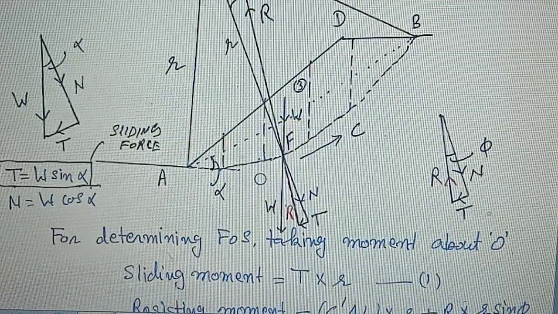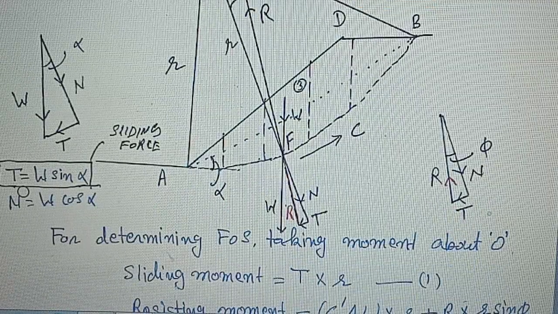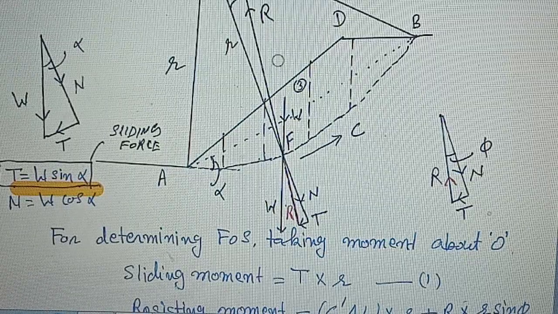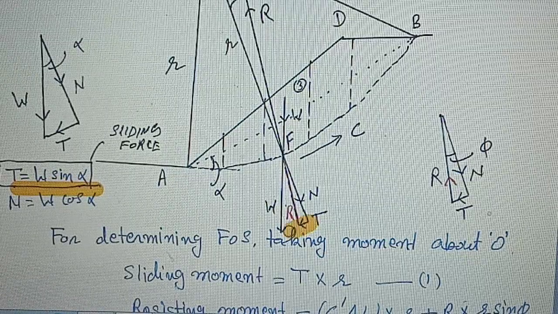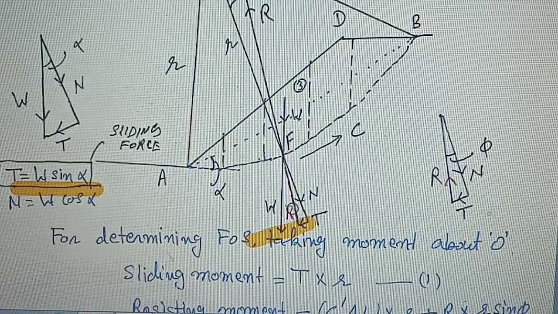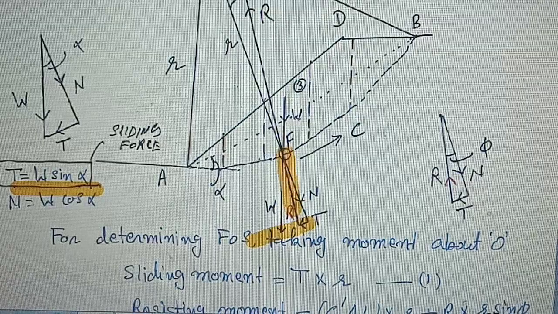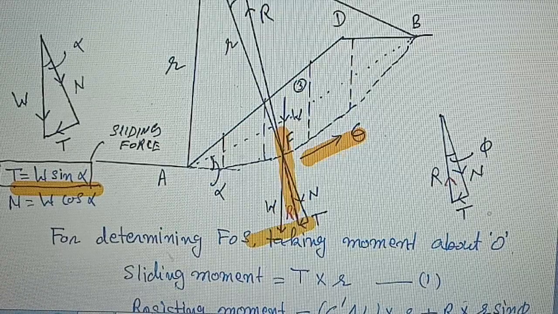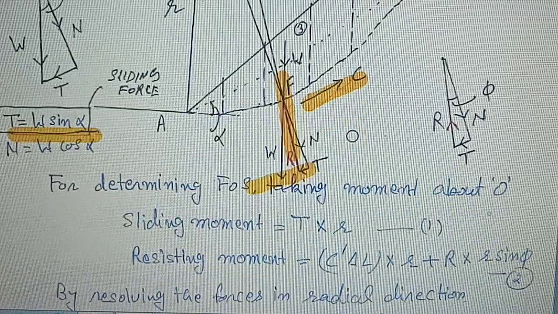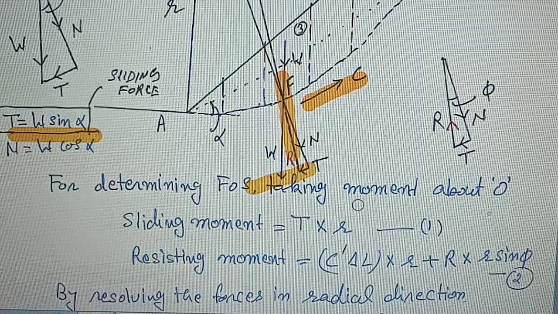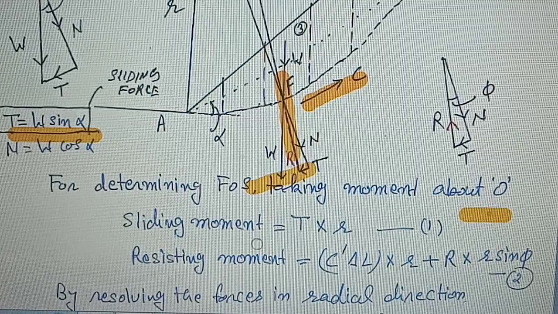Further, T equal to W sin alpha is the sliding force. As shown in this figure, the tangential component T, that is W sin alpha, is the sliding force, and reaction R plus cohesive force are the resisting forces. For determining the factor of safety, we take the moment about O.